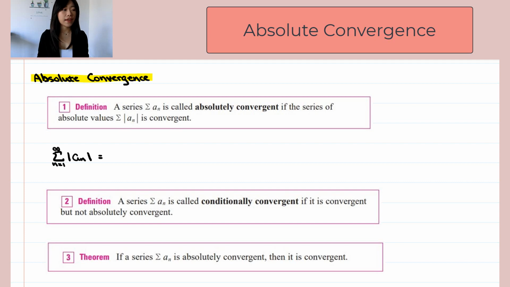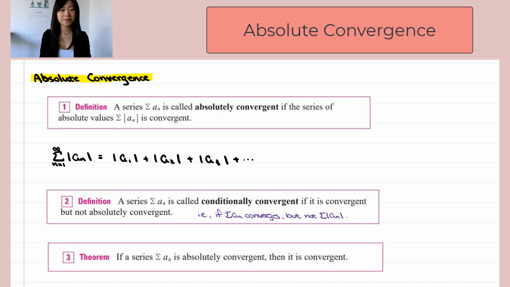The sum of absolute of an also means we have the sum of the absolute of the terms, that is absolute of a1 plus absolute of a2 plus absolute of a3, and so on. And the series sum of an is called conditionally convergent if it is convergent but not absolutely convergent. In other words, sum of an converges but not the sum of absolute of an.